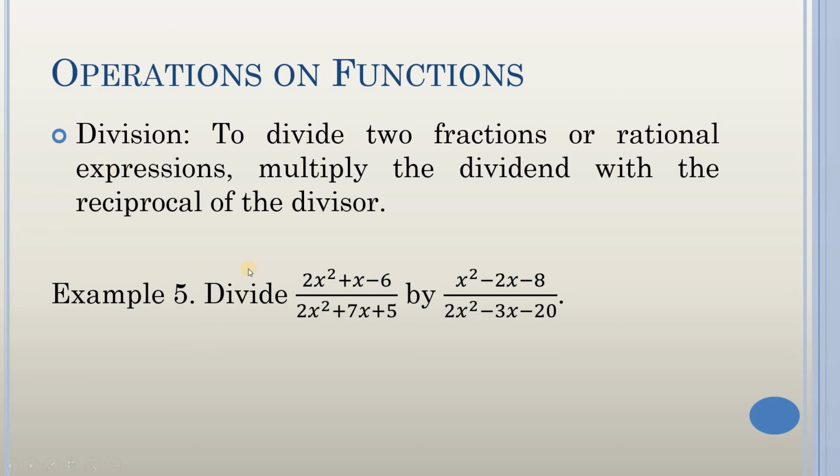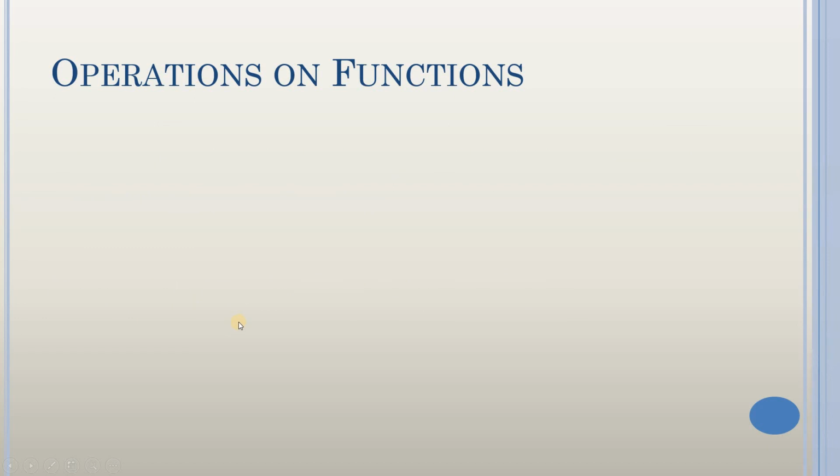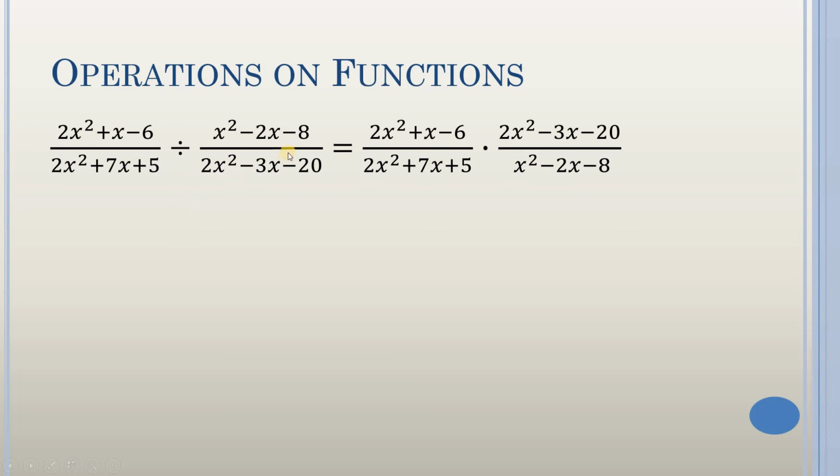2x squared plus x minus 6 all over 2x squared plus 7x plus 5 by another rational expression, x squared minus 2x minus 8 all over 2x squared minus 3x minus 20. Okay, let's continue using the operation. Okay, so this is the mathematical expression of the previous example.